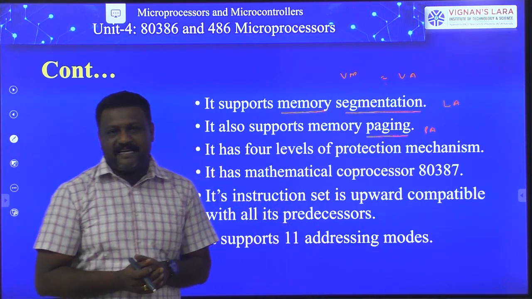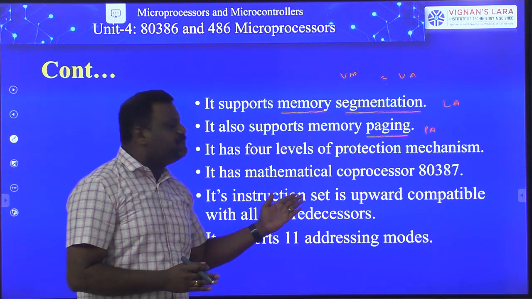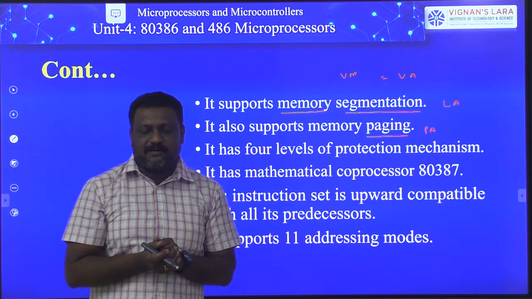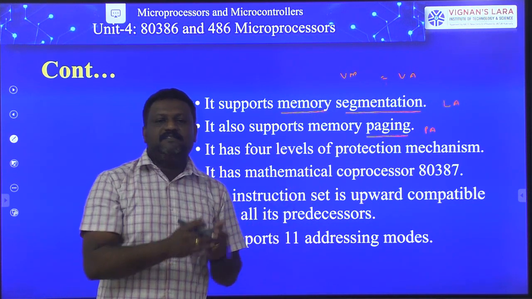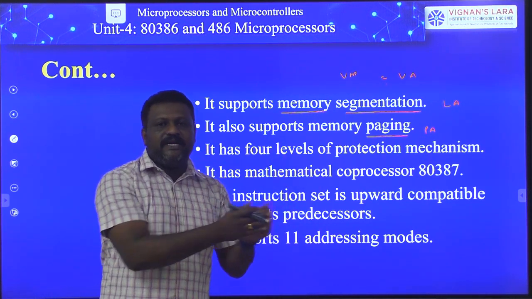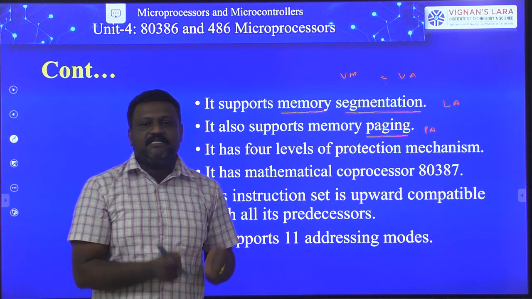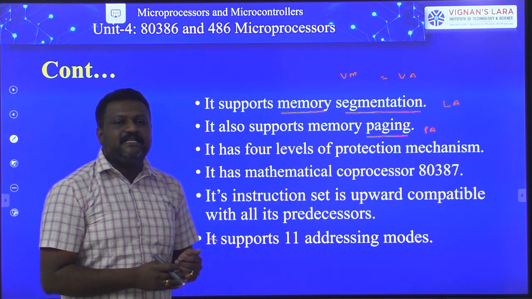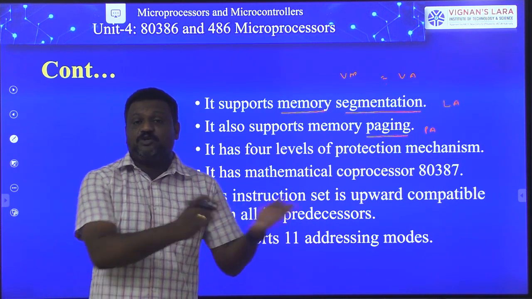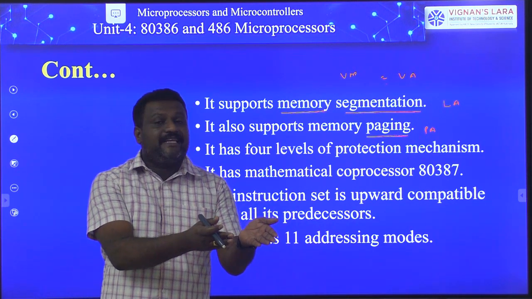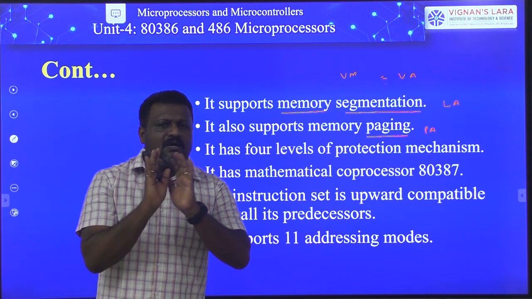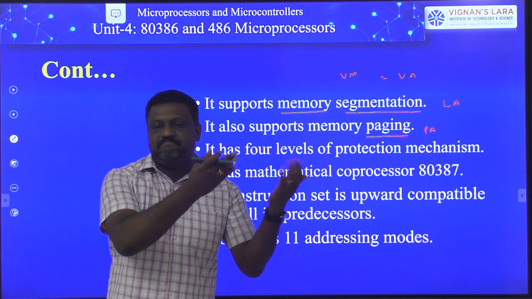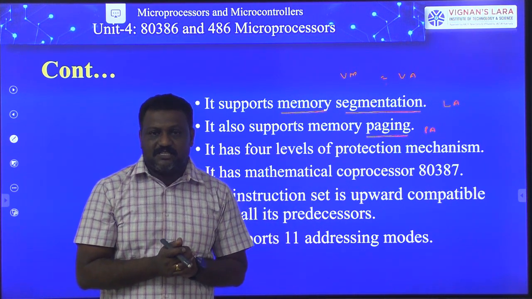What is the meaning of this, guys? The meaning of upward compatible is that your 80386 is a 32-bit processor. Before this, we had 16-bit processors like 8086, 8088, 80186 and 80286. If I use 80286 or 386 in place of 8086, 8088, 186 or 286, no doubt my system performance increases because its word length is double that of the previous processors.